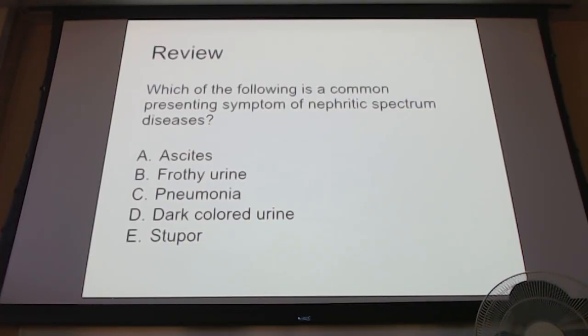D. Why? Blood. Nephritic syndromes are associated with hematuria. Ascites, is that associated with a nephritic syndrome? No. Nephrotic. Nephrotic syndromes have ascites. What causes frothy urine? Protein.